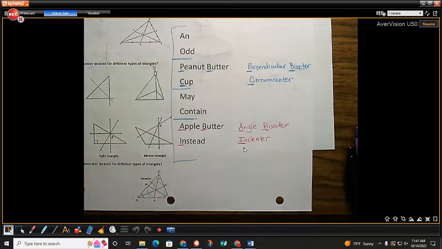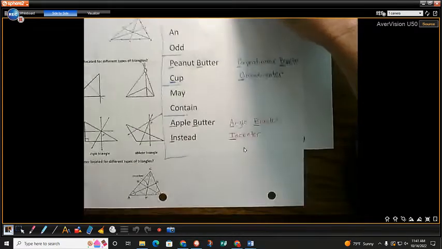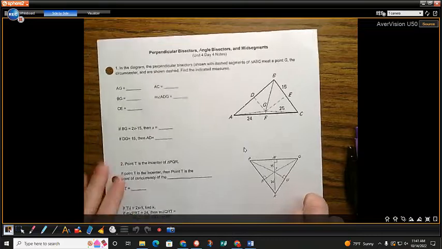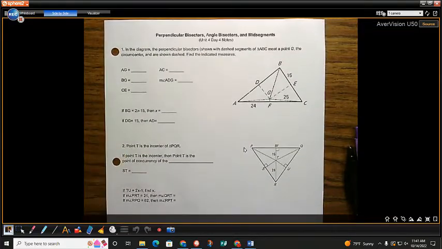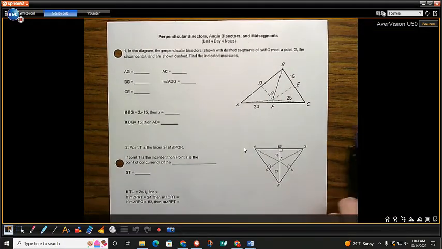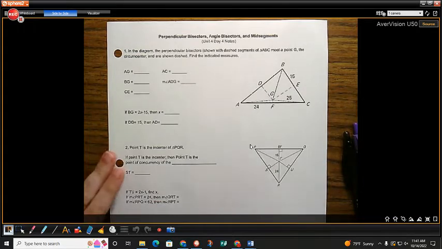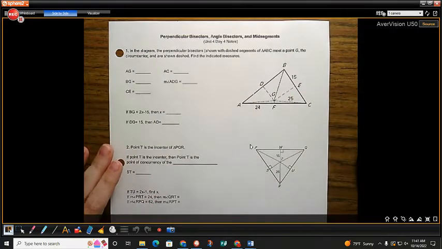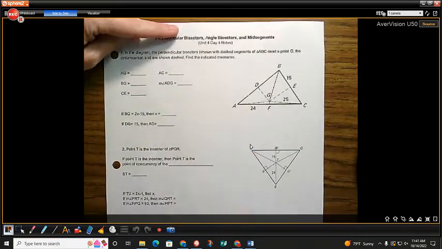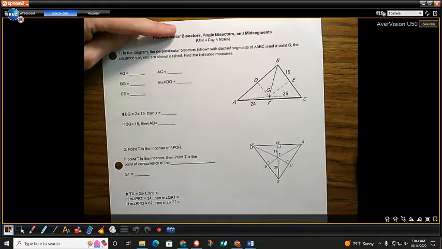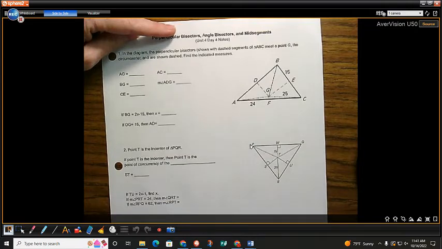Instead, let's see what kind of things we can do and find out using our angle bisectors and our perpendicular bisectors. So, no time for break. Quiz. Oh yeah. We do this and the quiz and then we have to work. Follow along, because this is how I want you to think as you're doing your homework problems.